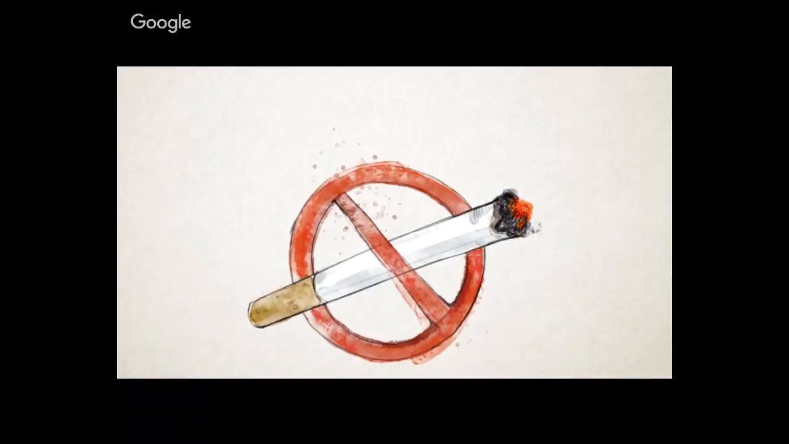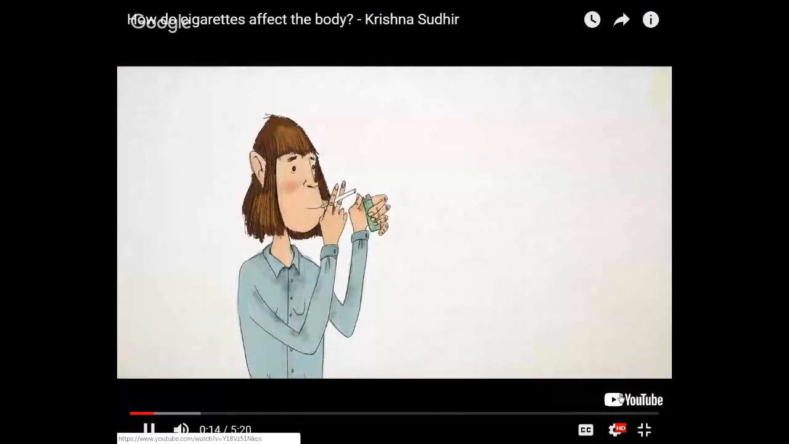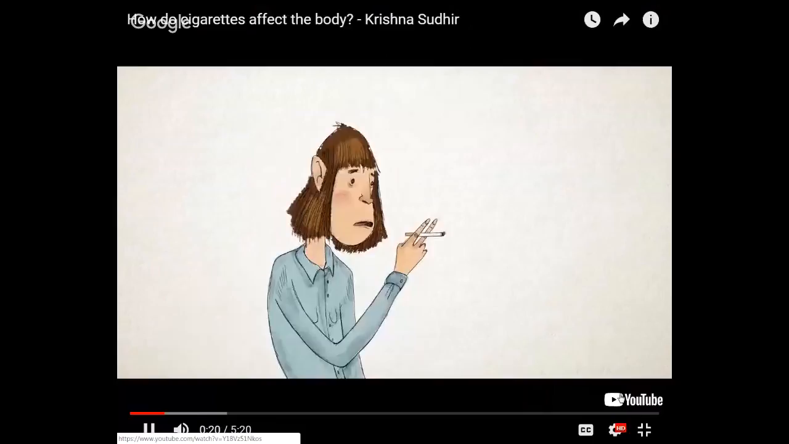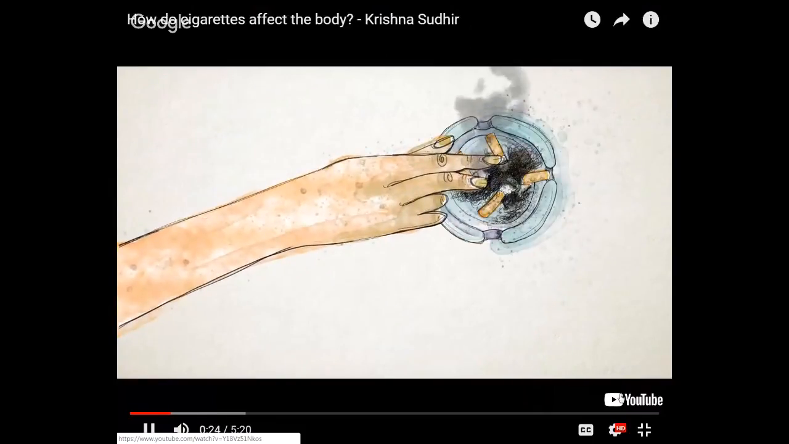Cigarettes aren't good for us. That's hardly news. We've known about the dangers of smoking for decades. But how exactly do cigarettes harm us? Let's look at what happens as their ingredients make their way through our bodies and how we benefit physically when we finally give up smoking.